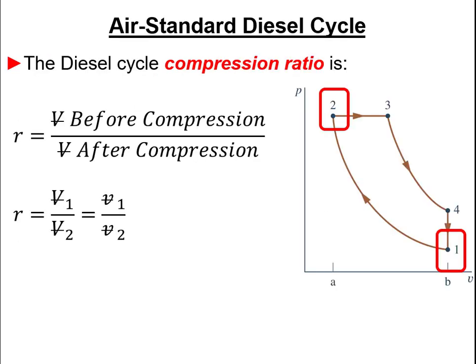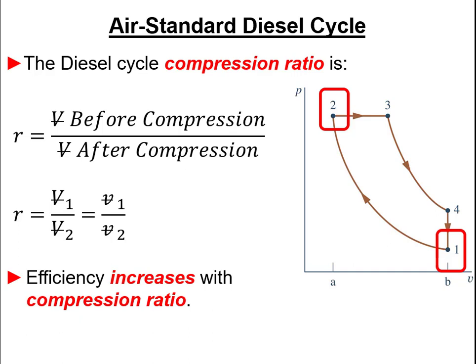Now in the diesel cycle, there are 3 different volumes, which means we have 2 different volume ratios. The first is the compression ratio, which is the same as in the Otto cycle. So it's going to relate V1 and V2. I want my compression ratios to be greater than 1, so I put the large volume on top and the small volume on the bottom. We know that the efficiency of the engine is going to increase with the compression ratio.